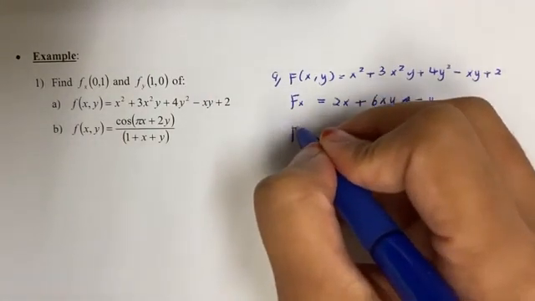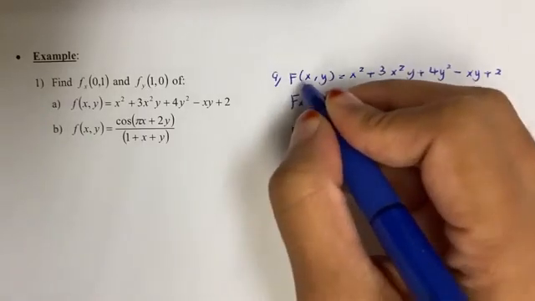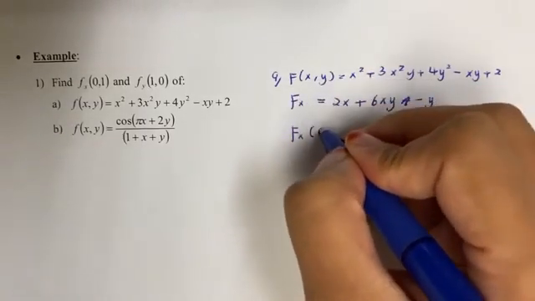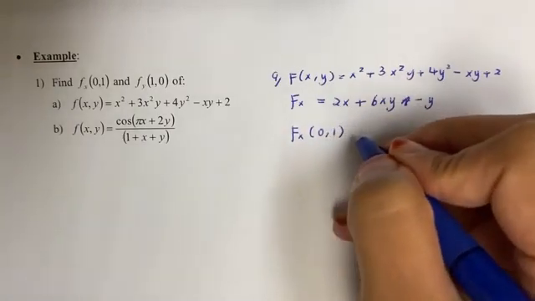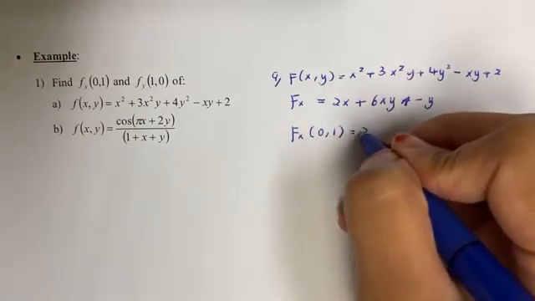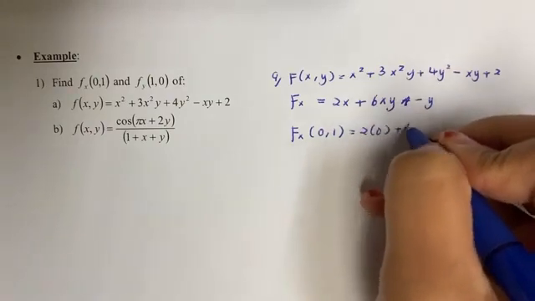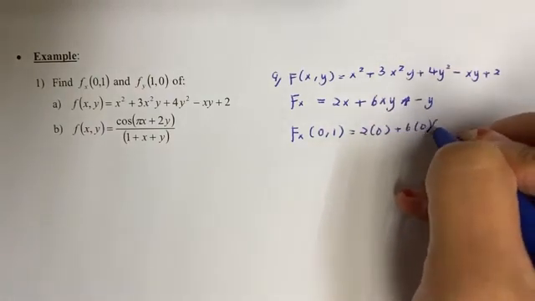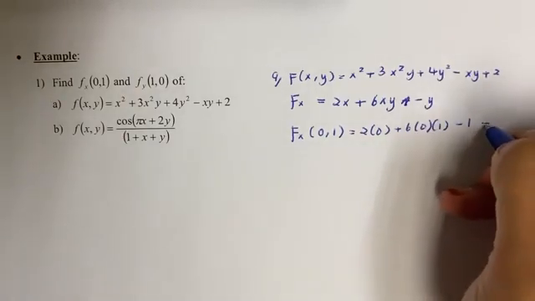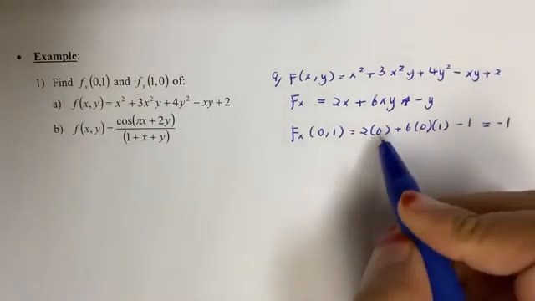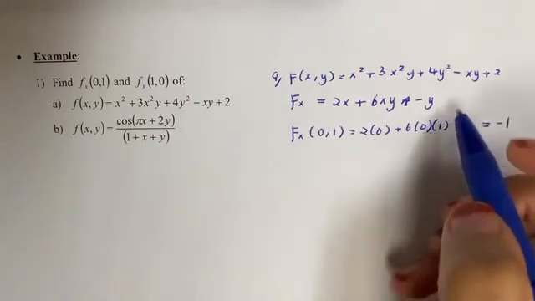What you need to do next is to substitute the values for x and y. Substitute x with 0 and y with 1. So this is equal to 2 multiplied by 0 plus 6 multiplied by 0 multiplied by 1 minus 1. So this is equal to minus 1, since these two terms are equal to 0.